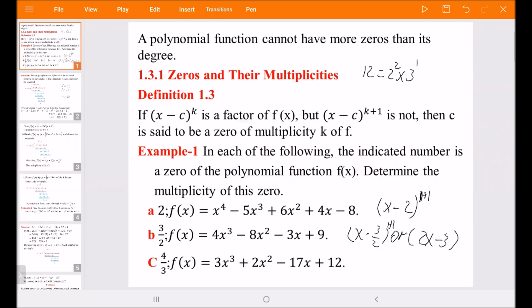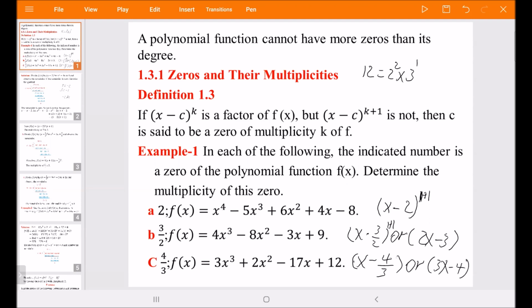Again, in this case, we are given a zero of the polynomial, 4 over 3, and a degree 3 polynomial f of x is given, and we are asked to find its multiplicity. This question is the same as: factorize f of x and find the power corresponding to 4 over 3 as a factor. It is either x minus 4 over 3, or when converted into a factor, it is equal to 3x minus 4.